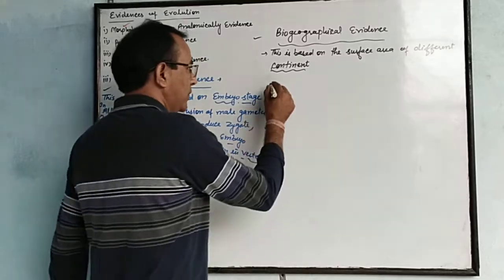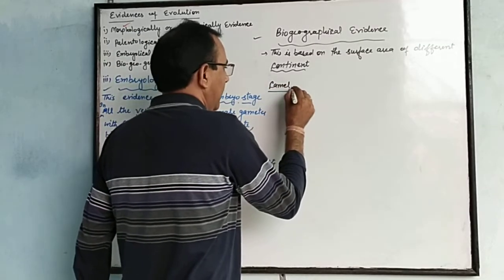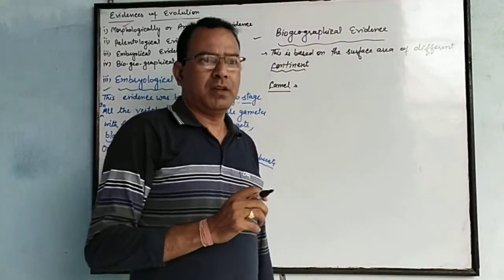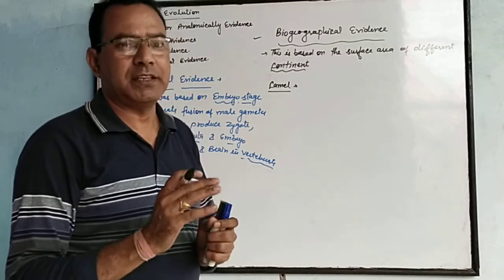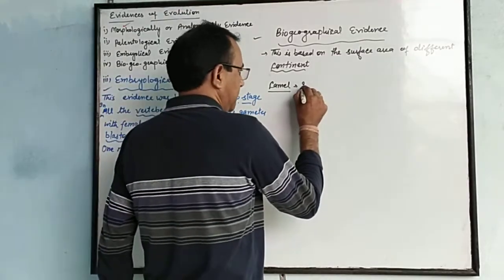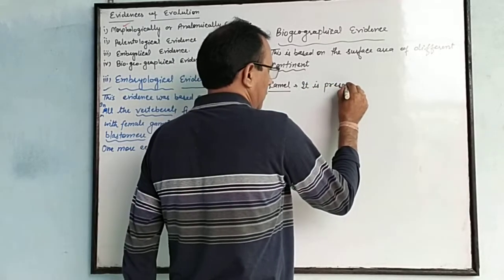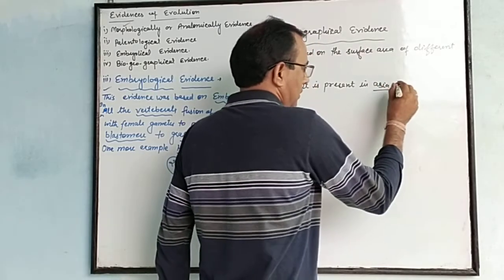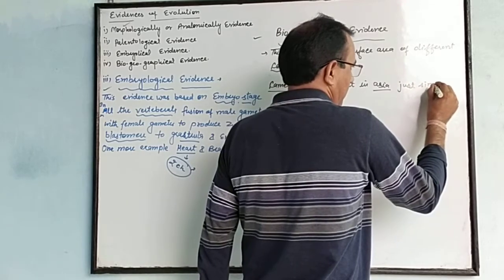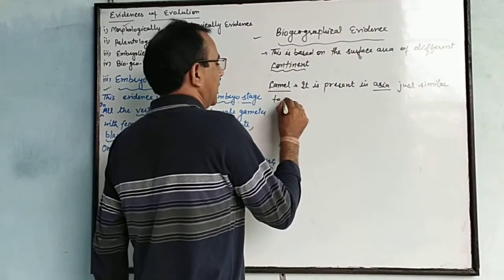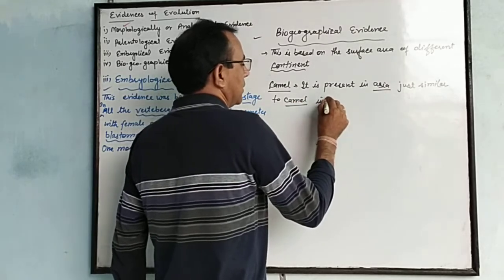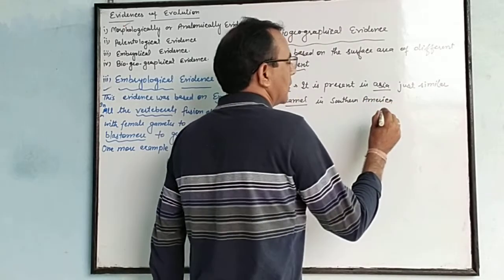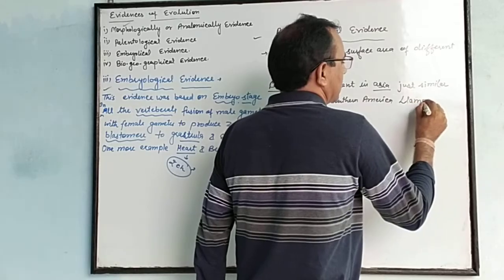We can take an example of the camel. Camels are found in Asia, and another organism just like the camel, the llama, is present in Southern America.